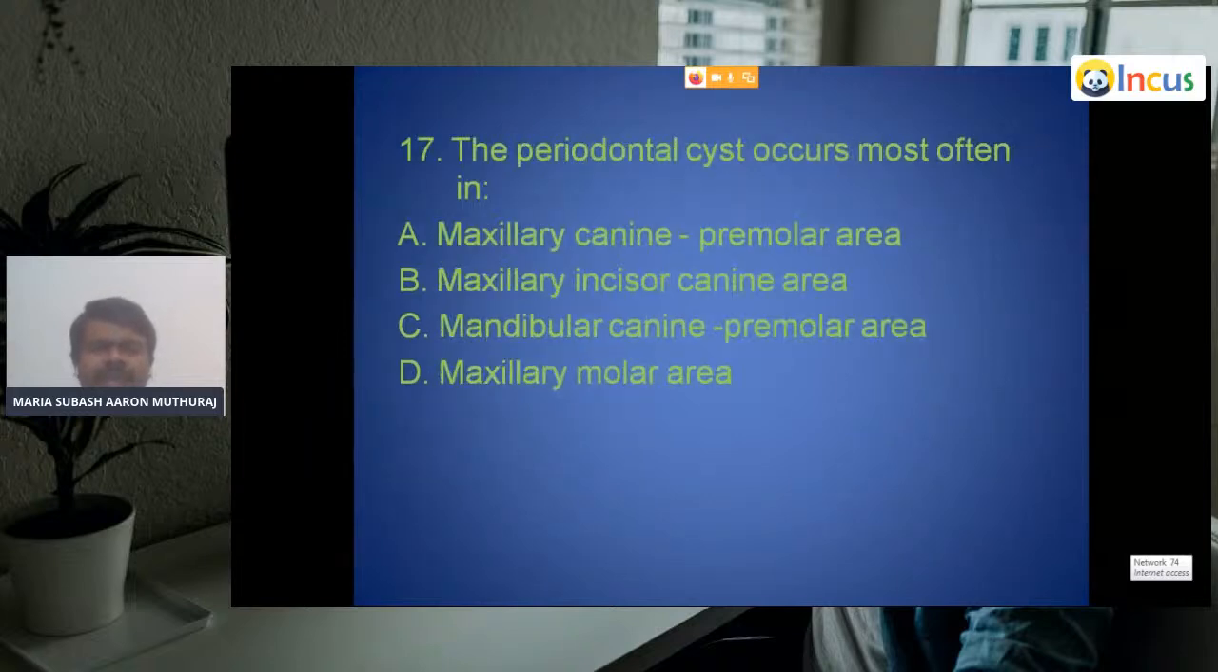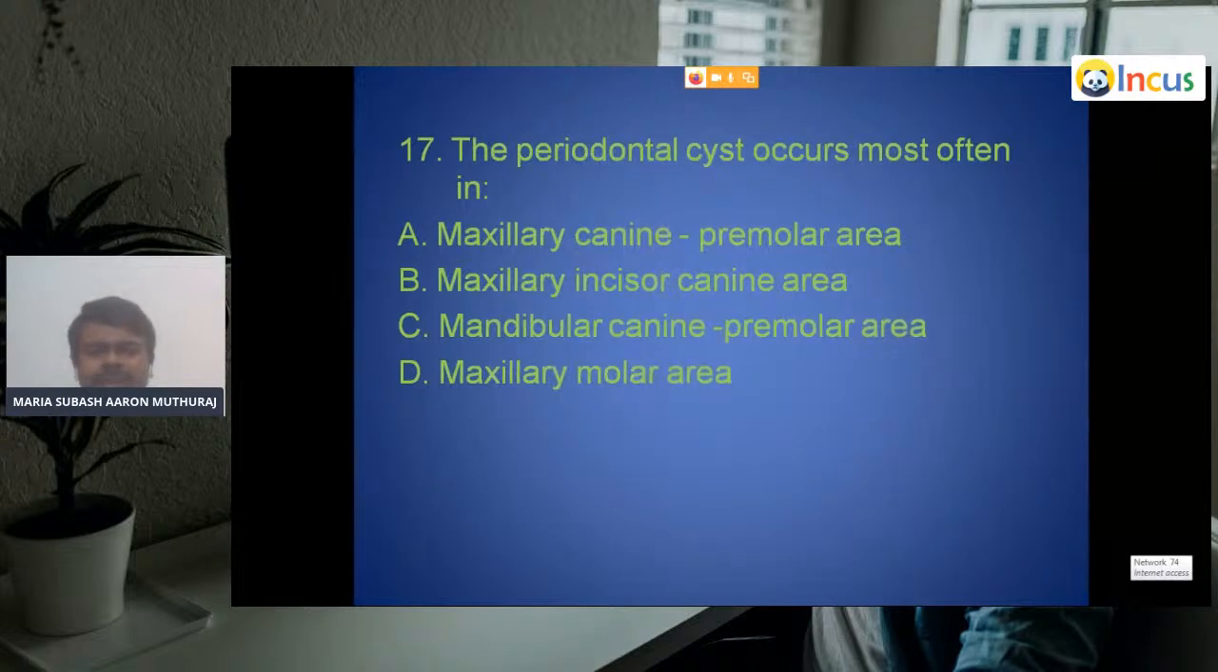Periodontal cyst usually occurs most commonly in the maxillary canine premolar area, and the periodontal cyst is also called the lateral periodontal cyst or botryoid cyst. It commonly occurs in the maxillary canine premolar area, maxillary incisor canine area, mandibular canine premolar area, or maxillary molar area.